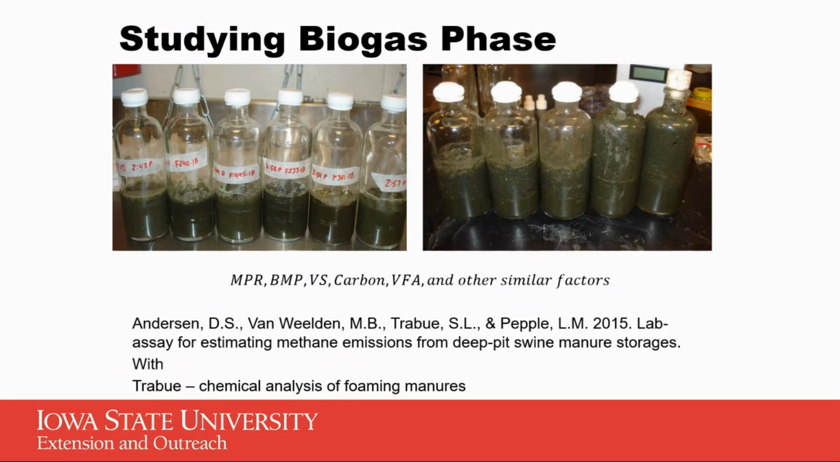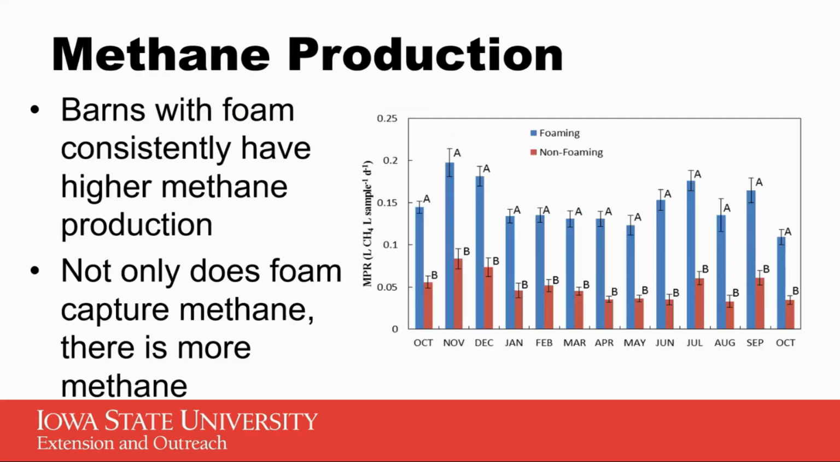Okay, so looking at the study of the biogas phase and what ultimately makes up manure foam, I think this is a good summary slide, if you will, when we think about methane production. Barns with foam consistently also have higher methane production. You might think that's stating the obvious, but if they have foam, it suggests there are more bacteria producing that methane, ultimately resulting in that foam. So not only does foam capture methane, but there's also more methane.